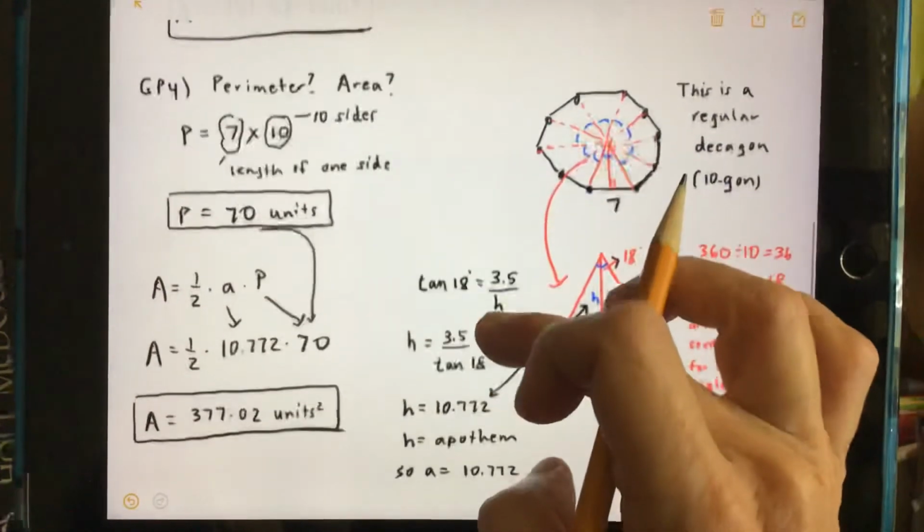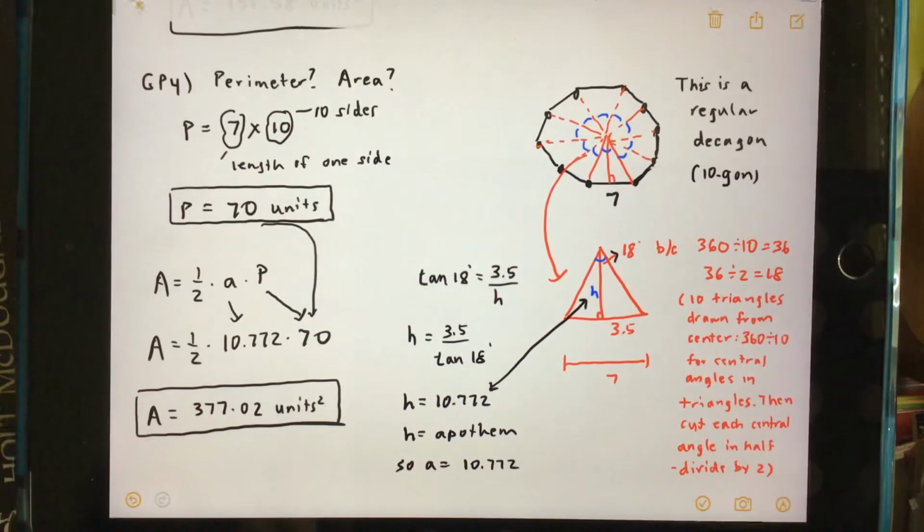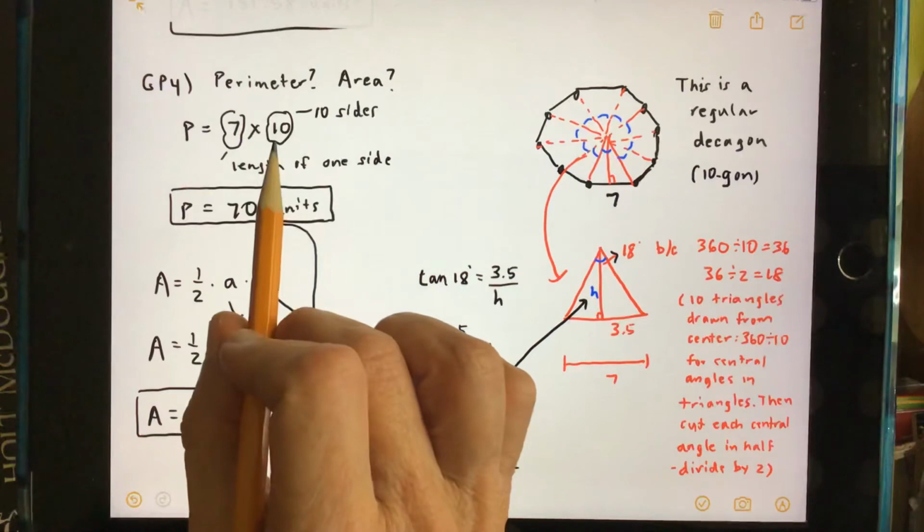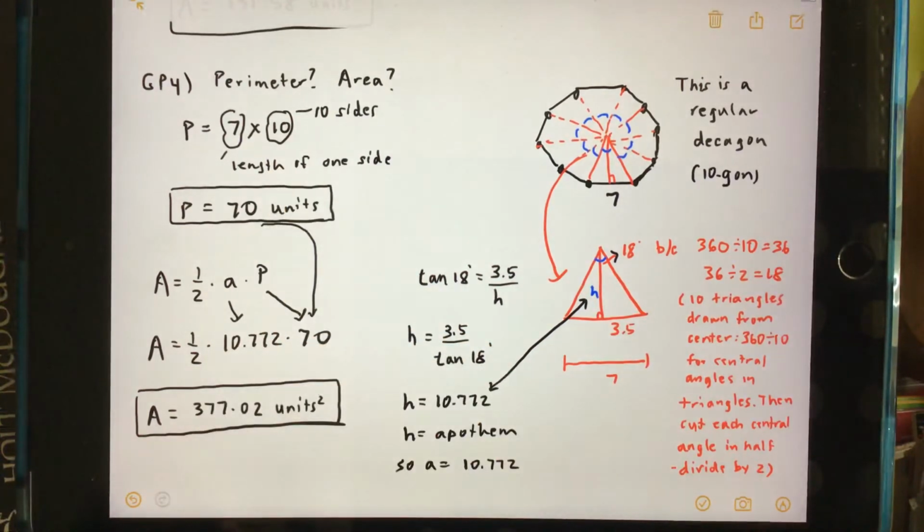Next one. All right, guided practice 4 asks us the exact same question, but this time they give us just the side length of this regular decagon. It's a decagon. They don't tell us the measurement of the apothem. They don't tell us anything other than the fact that one of the side lengths is 7. Well, that makes finding the perimeter super easy. We already know the side length, so one of those sides 10 times, because there's 10 sides, gives us the perimeter equal to 70 units.